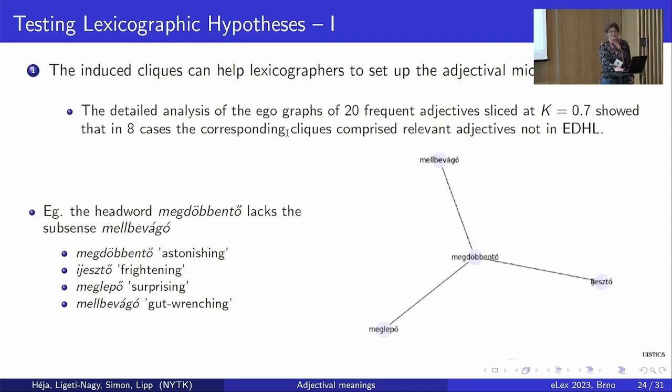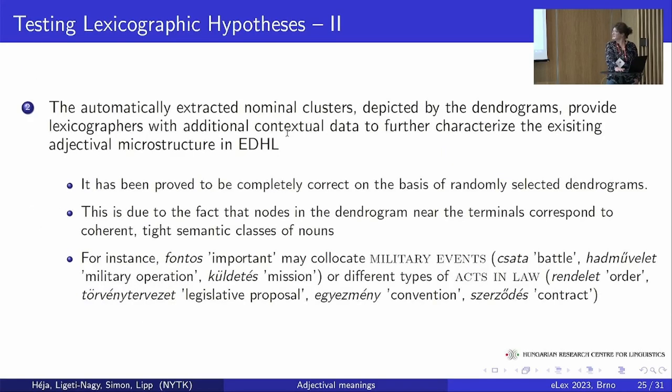Okay, we also tested four lexicographic hypotheses. First, the induced cliques can help lexicographers to set up the adjectival microstructure. The detailed analysis of the ego graphs of 20 frequent adjectives at k 0.7 showed that in 8 cases the corresponding cliques comprised relevant adjectives not in the explanatory dictionary. For example, the head word astonishing lacked the substance gut-wrenching in the dictionary, but was retrieved automatically with this method.